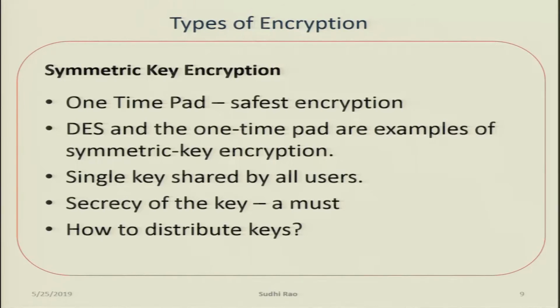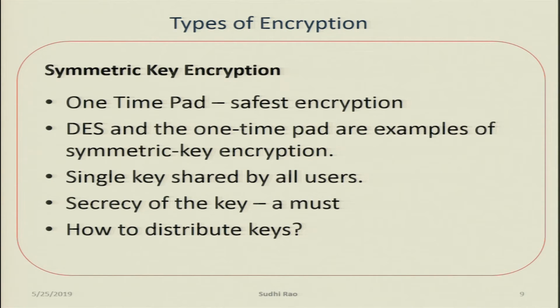But a real OTP means we both carry one set of keys with each of us. For every transmission we use one key, after the key we destroy, never to use it again. That is the only known safe encryption. Everything else theoretically can be broken. And one-time pad, DES, AES are all examples of symmetric key encryption that we just saw.